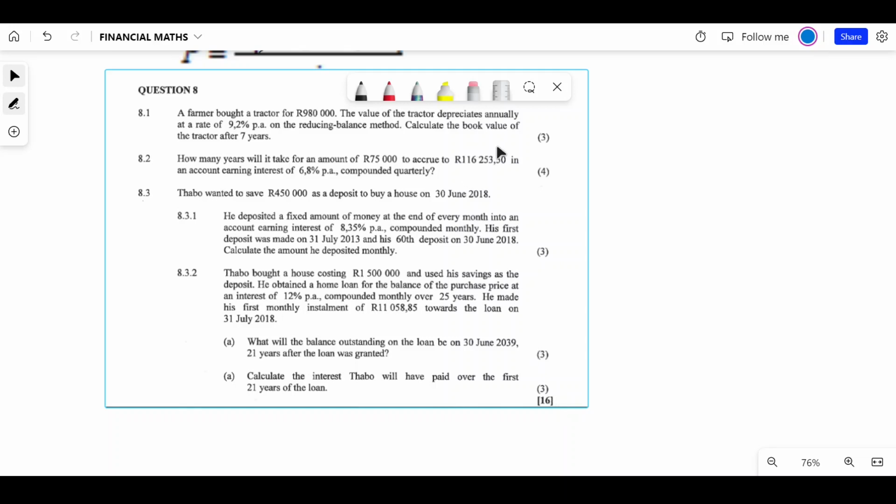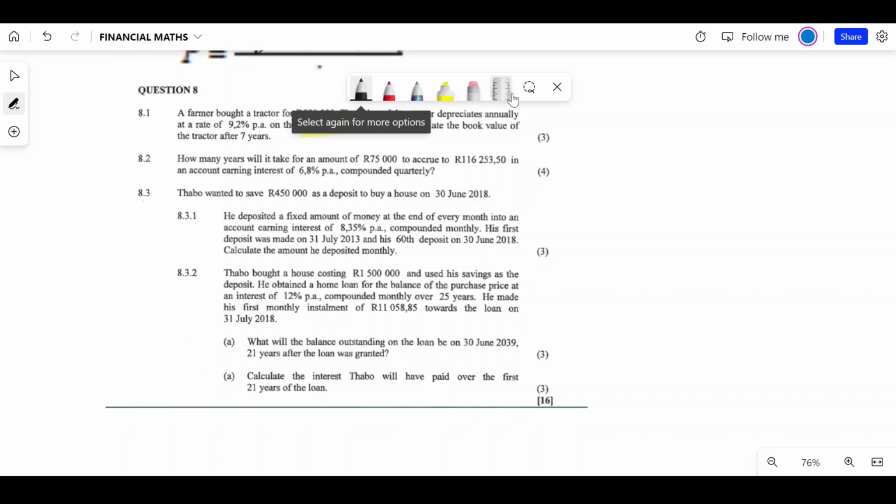So here we use all the formula that I have mentioned above. So first question, let's see which formula we can use here. A farmer bought a tractor for 980,000. The value of the tractor depreciates annually at a rate of 9.2% per annum on the reducing balance method. So the moment you see the reducing balance method, you must already decide on the formula.